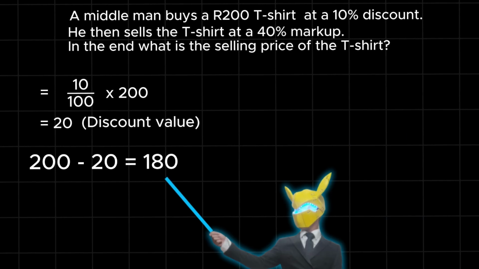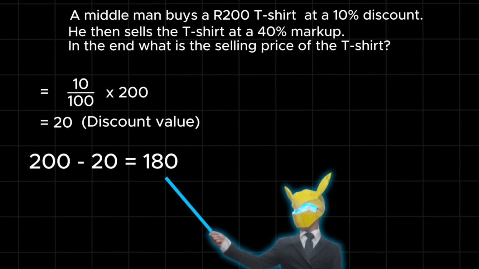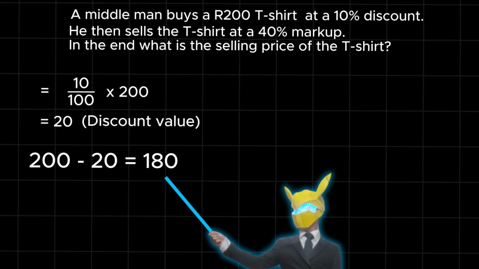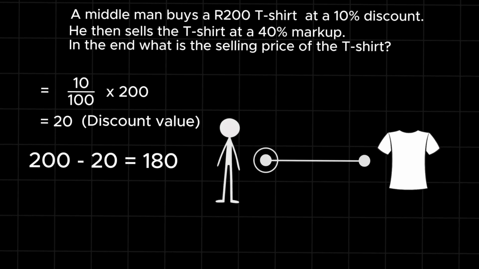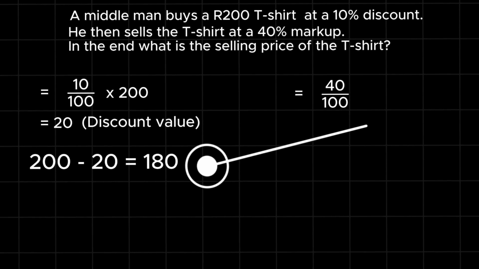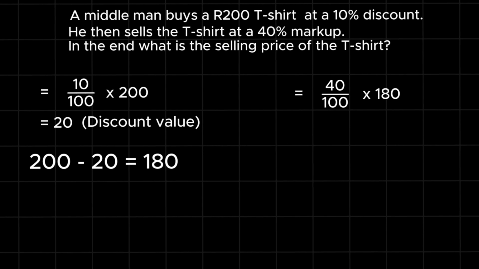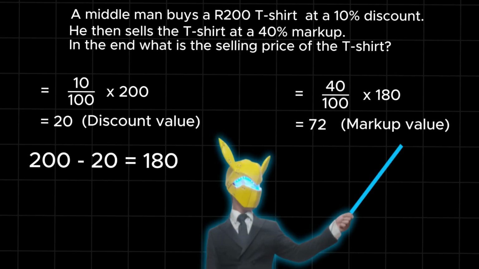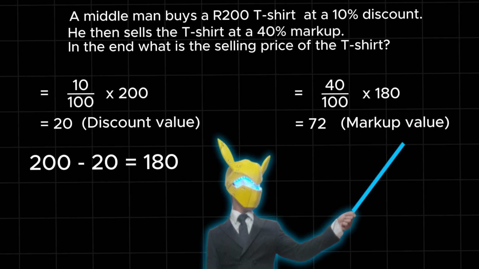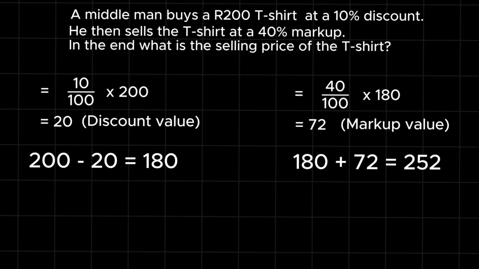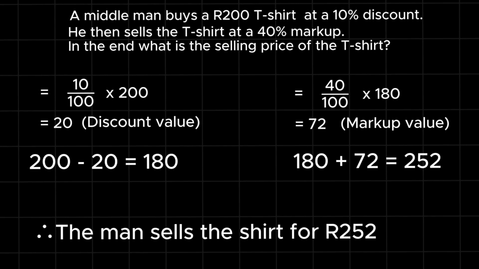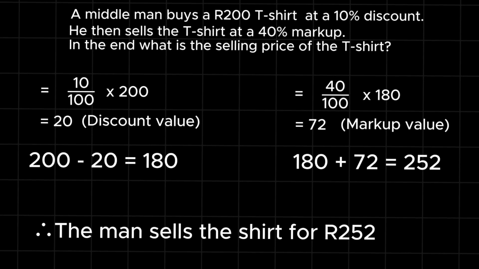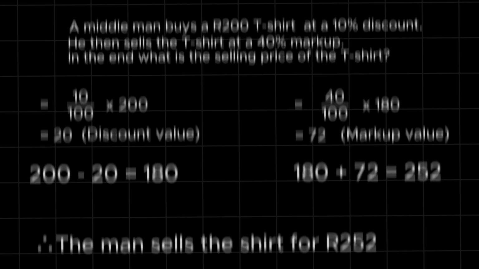We now use the new 180 Rand cost price in our markup calculation. Now he sells the shirt at a 40% markup. 40 over 100 times 180, which equals 72. We are doing our markup, so we add 180 plus 72 equals 252 Rand. Therefore, the man sells the shirt for 252 Rand.